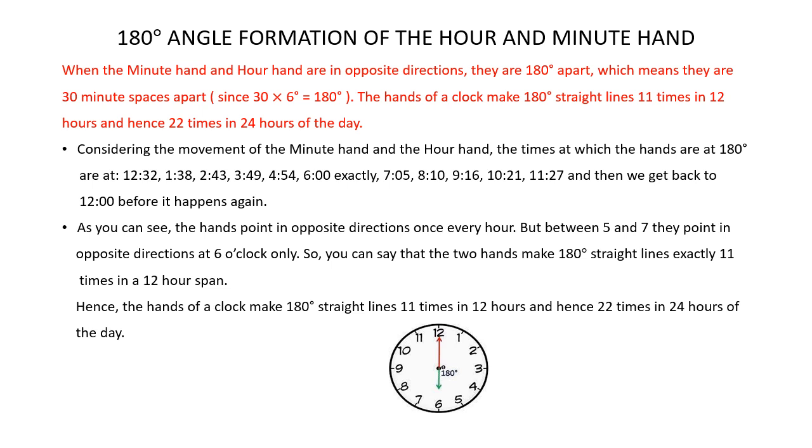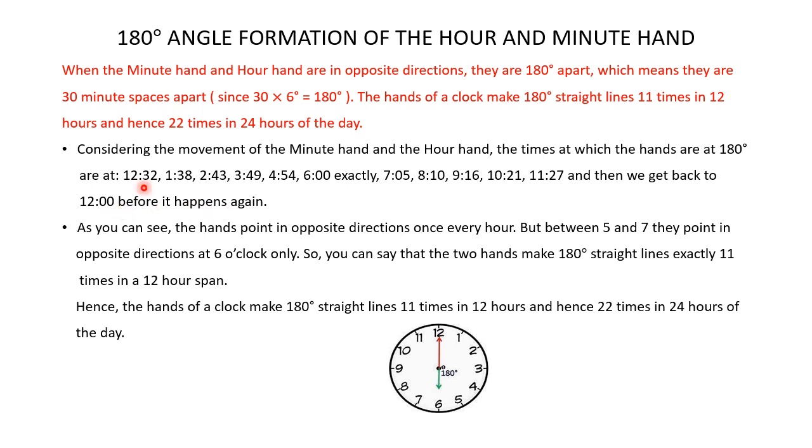Now let's find out how many times the hands of a clock make 180-degree straight lines in a 12-hour span. Now considering the movement of the minute hand and the hour hand, the times at which the hands are at 180 degrees are at 12:32, 1:38, 2:43, 3:49, 4:54, 6 o'clock exactly, 7:05, 8:10, 9:16, 10:21, 11:27, and then we get back to 12 before it happens again.